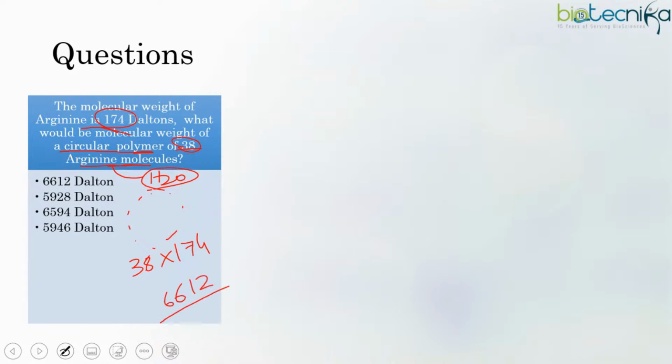As we know, when the peptide bond is formed, a water molecule is removed. So again, you have to remove 38 water molecules, minus 18 into 38. So that is minus 684. Got it? So 6612 minus 684. 5928 is the correct answer. Clear, everyone? 5928 is the correct answer over here. You have to calculate like this, okay? So circular is given. If it was linear, then you would have one less, okay? If it was linear, fine.